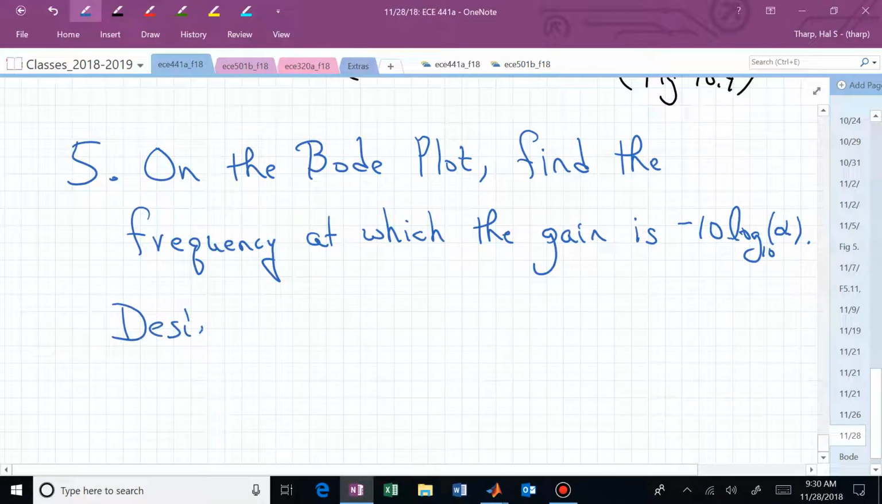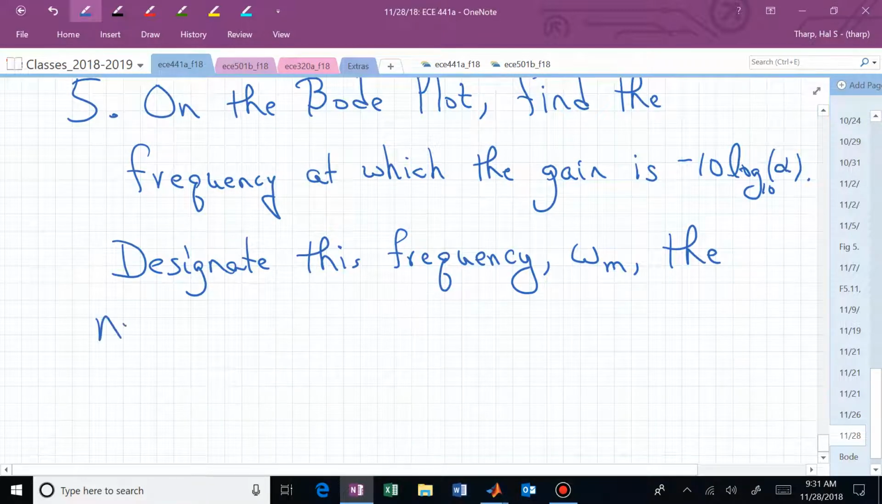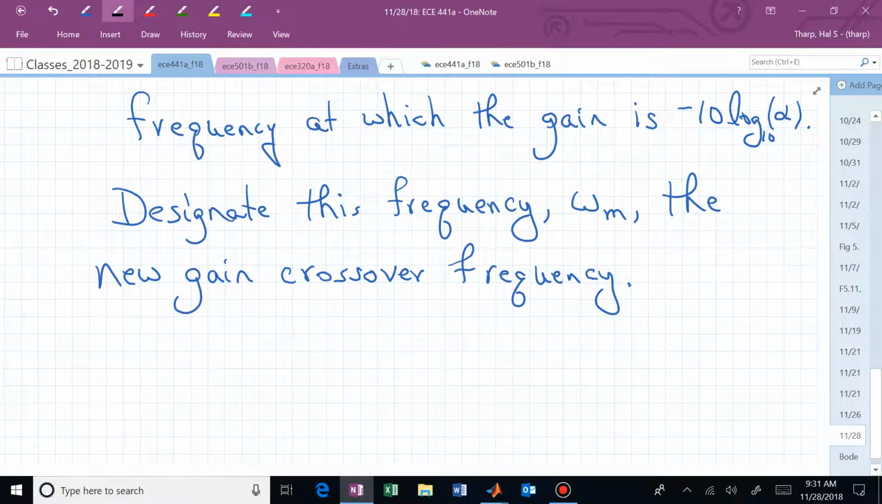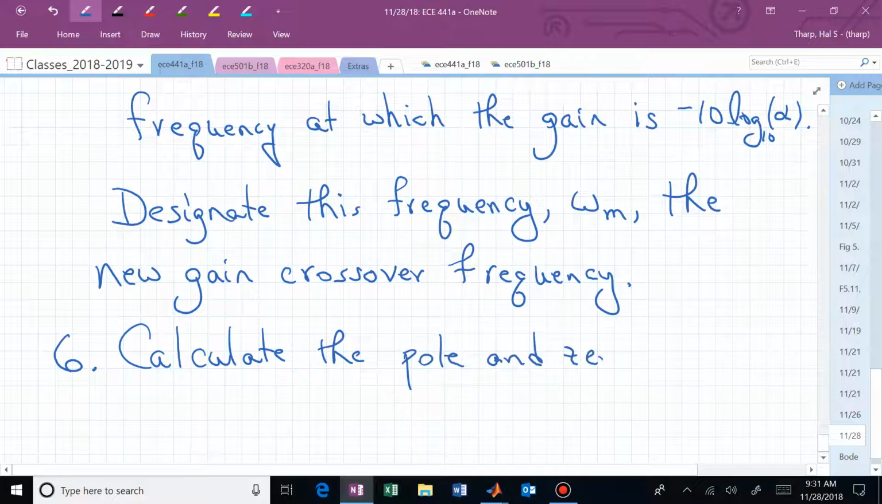So designate this frequency, which we're now calling omega sub m, the new gain crossover frequency. Now we go through the equations and we see, well, we found the separation and we found omega sub m, and omega sub m is really related to the pole and zero location. Now we can calculate the pole and zero location from the data that we just have collected.